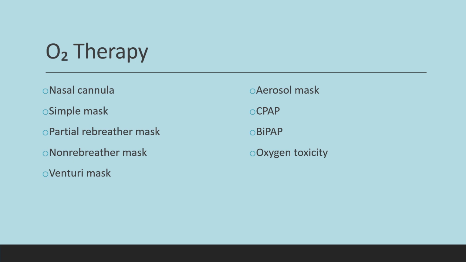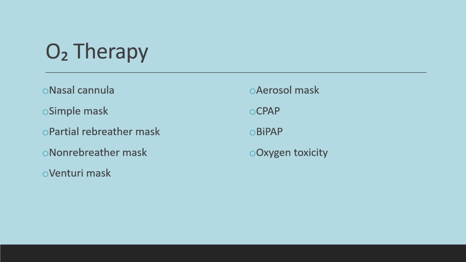A simple face mask delivers a medium concentration of oxygen with a flow meter to maintain the flow at a constant rate. This is based on the depth and the rate of breathing. The flow rate is between 5 to 8 liters per minute.